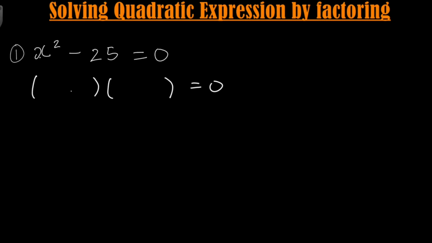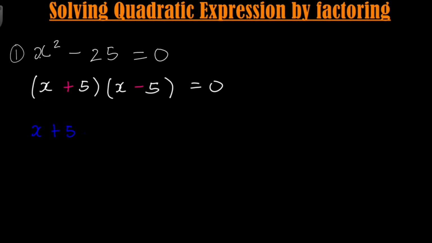So for difference of two squares, we'll have two brackets. The square root of x squared is x. And the second term that will be in both brackets will be the square root of 25, which is 5. And in one bracket, we'll have a plus. In the next bracket, we'll have a minus. Here we have factorized.